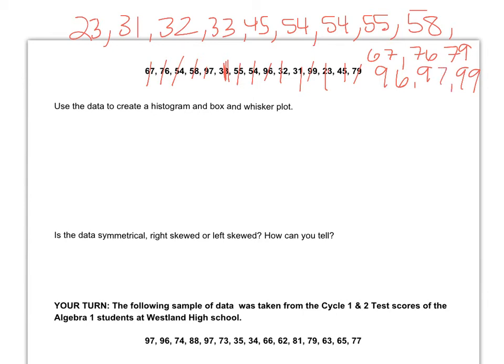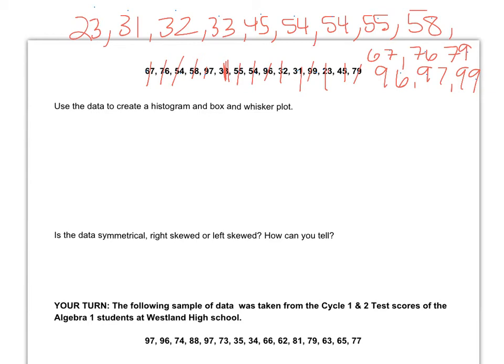Okay, so let me just double check and make sure I have all of the numbers. So I have 1, 2, 3, 4, 5, 6, 7, 8, 9, 10, 11, 12, 13, 14, 15. So we're given 15 numbers. Let's make sure I have 15 of my data that I rewrote. 1 through 15. Perfect. Okay, so we're going to use this data to create a histogram and a box and whisker plot.